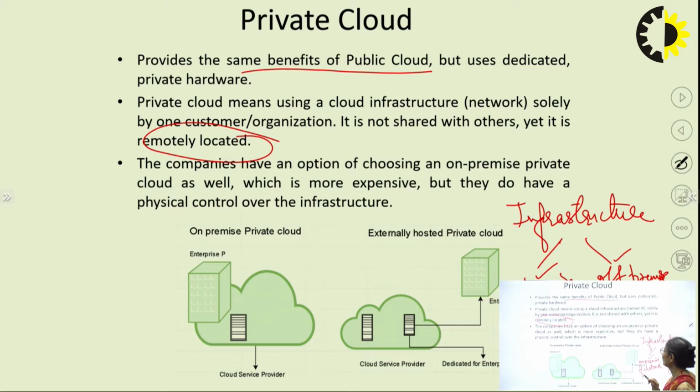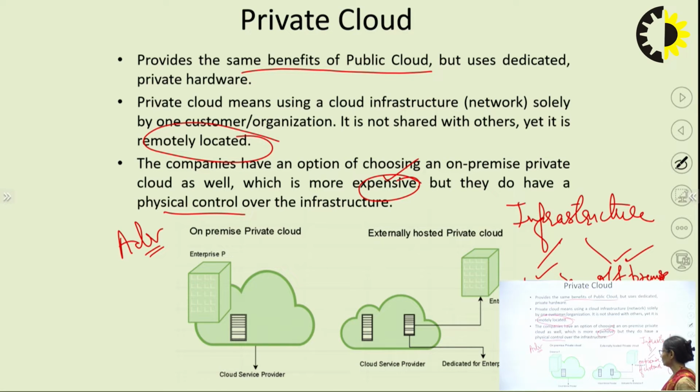So the companies have an option of choosing on-premise, which is more expensive in this case, but they do have physical control over the infrastructure. Now in this statement, you are having both an advantage and a disadvantage. The disadvantage is that it is expensive, but what is the advantage? That you are having full control over this infrastructure, this data and the platform, whereas in the case of the off-premise, there is no control over the data.